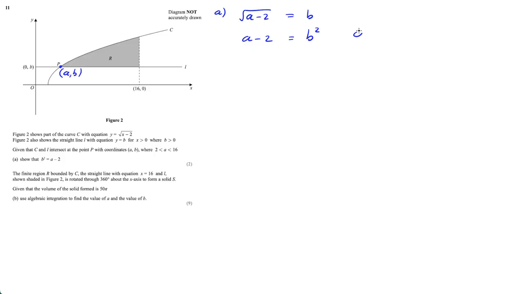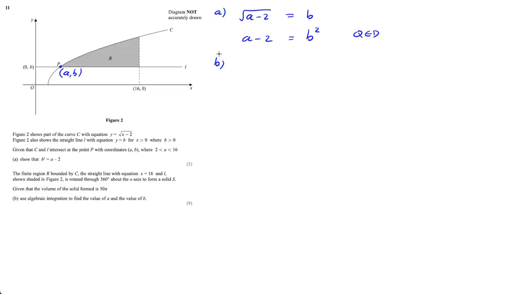Part B. The finite region, or this region here, is rotated, so this is a volume of revolution, it's rotated about the x-axis to form solid S. Given that the volume of the solid is 50 pi, use algebraic integration to find the value of a and the value of b. Okay, this, guys, is tricky. It's the last question. It's definitely going to be hard.